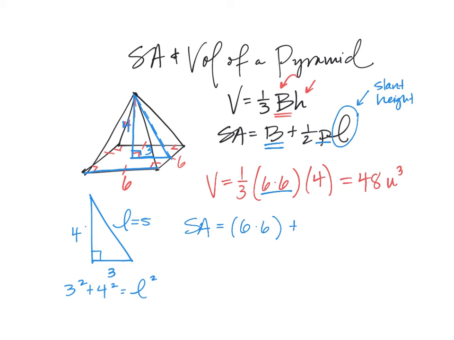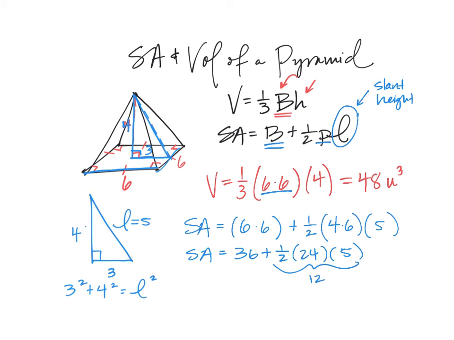So now to calculate our surface area, we have the area of the base, again, that's 6 times 6, plus 1/2 the perimeter of the base, and the base is a square with 4 sides that are each 6, so the perimeter would be 4 times 6, and our slant height is 5. Simplifying, I'll have 36 plus 1/2 times 24 times 5. Simplifying this piece right here, 1/2 of 24 is 12, and 12 times 5 is 60. So I will find my final answer by adding 36 and 60, which gives me 96 units squared, because surface area is 2-dimensional.